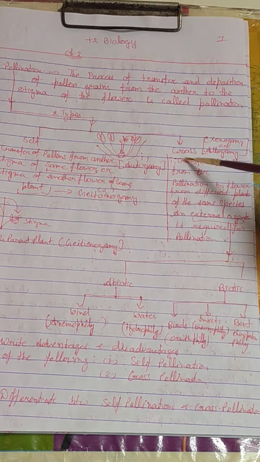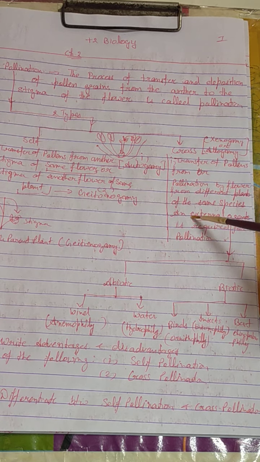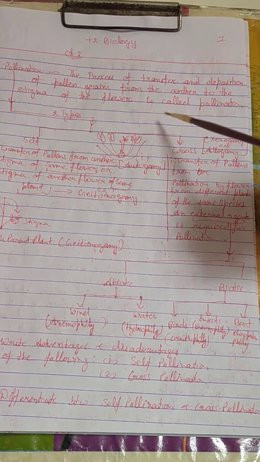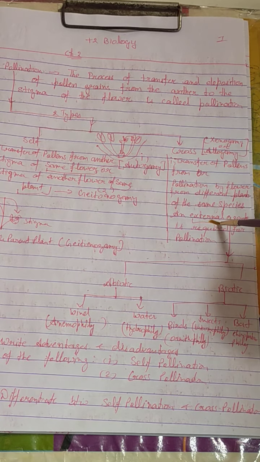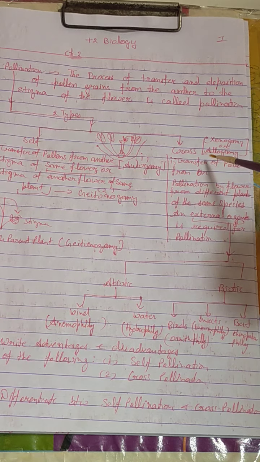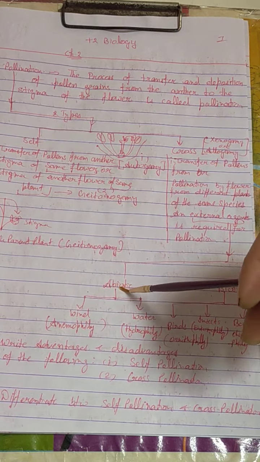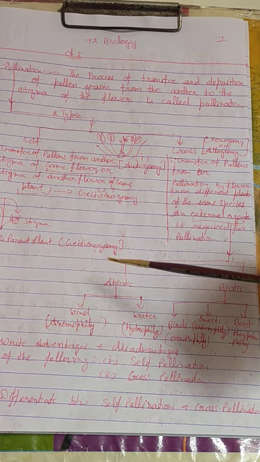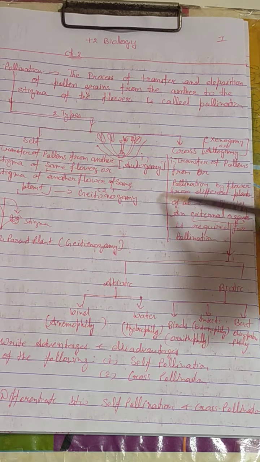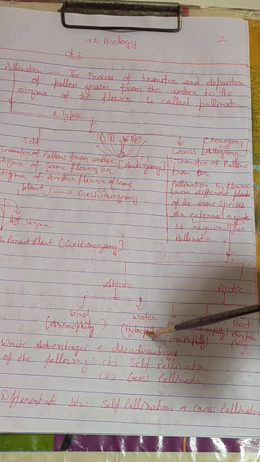So for cross-pollination there will be a requirement for the transfer of pollen from one plant to another distant plant of the same species. So there are some external agents that are required for cross-pollination. These agents can be of two types, abiotic as well as biotic. Let us discuss them one by one. The abiotic agents, first would be wind and second is water.